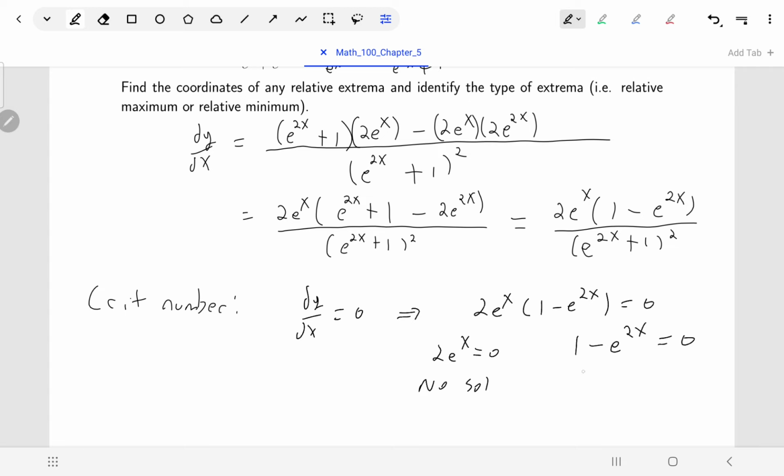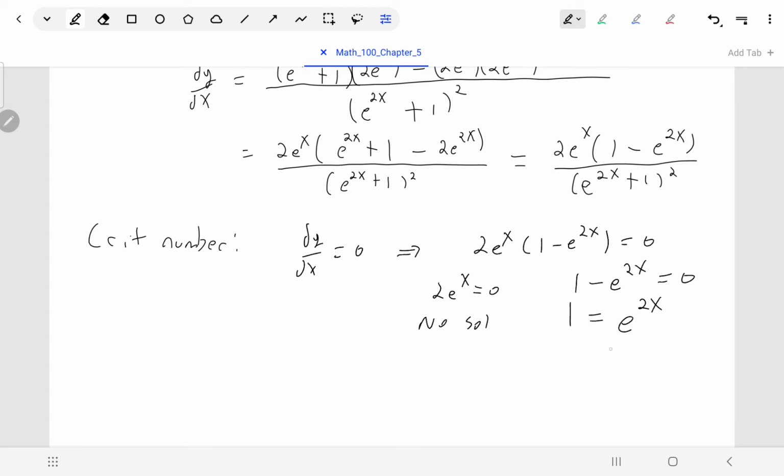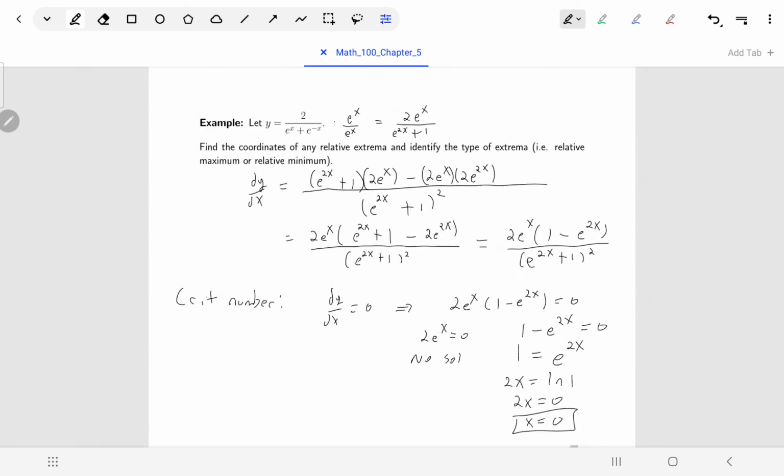The other equation, on the other hand, 1 minus e to the 2x, is definitely going to be equal to 0 somewhere. That'll be where 1 is equal to e to the 2x, or where natural log of 1 is equal to 2x. Now, of course, natural log of 1 is just 0. So in other words, where 2x is 0, or where x is 0. That's our only critical number on this function.